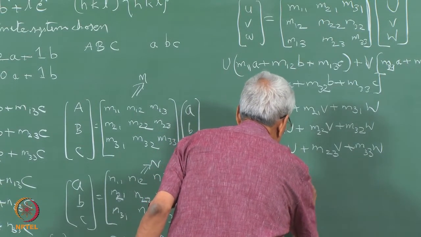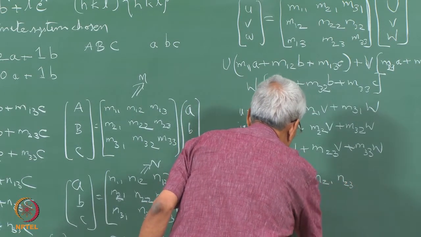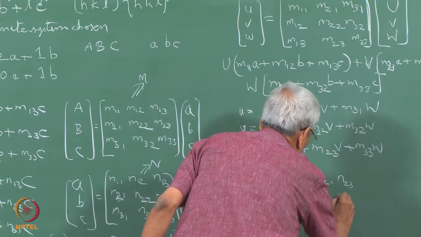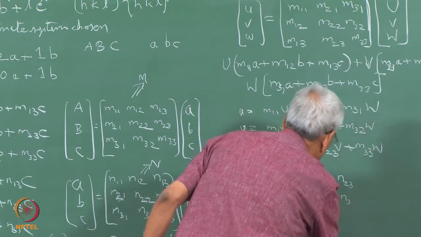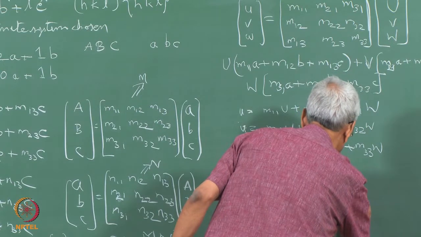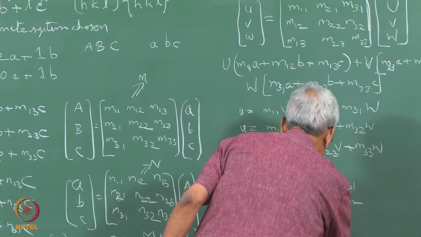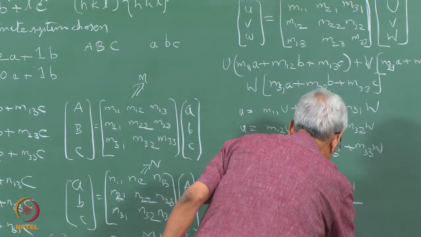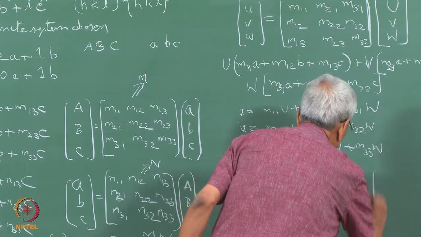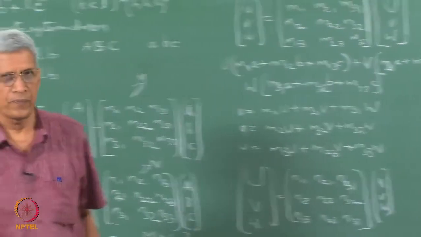Now what will happen in that case will be N11, N21, N23, N12, N22, N31, N32, N13, N23, N33 into small u, v, w. This is how it will turn out to be.